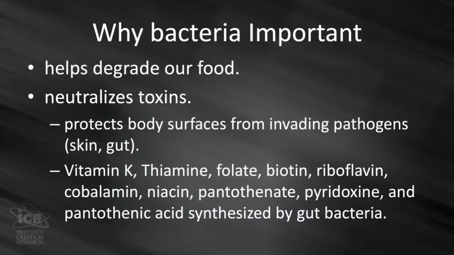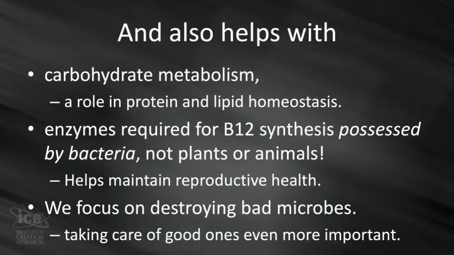One of the more important roles it has is to manufacture vitamin K, thiamine, folate, biotin, riboflavin, cobalamin, niacin, pantothenate, pyridoxine, and pantothenic acid, which are all manufactured by the gut bacteria. So if you don't have gut bacteria, some of these, especially vitamin K, will not be manufactured as it should. They are also important for carbohydrate metabolism, so they help digest your food. They have a role in protein and lipid homeostasis to make sure that we don't have too much or too little, to ensure that we have the right amount of proteins and lipids of certain types. And importantly, the enzymes they make are required for B12 synthesis. And therefore, the only way we can get B12, aside from meat, non-vegetarian sources, is from the bacteria.